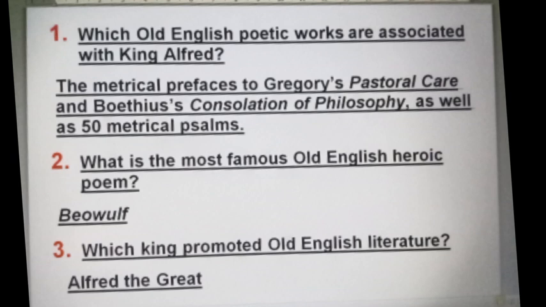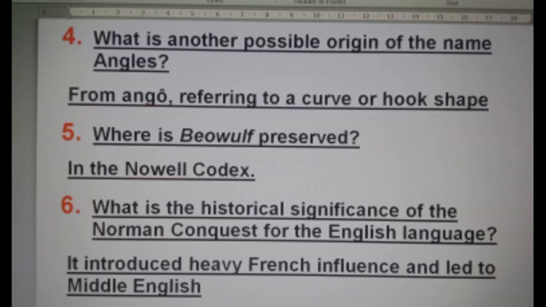What is the most famous Old English heroic poem? Beowulf. Which king promoted Old English literature? Alfred the Great. What is another possible origin of the name Angles? From ango, referring to a curve or hook shape.